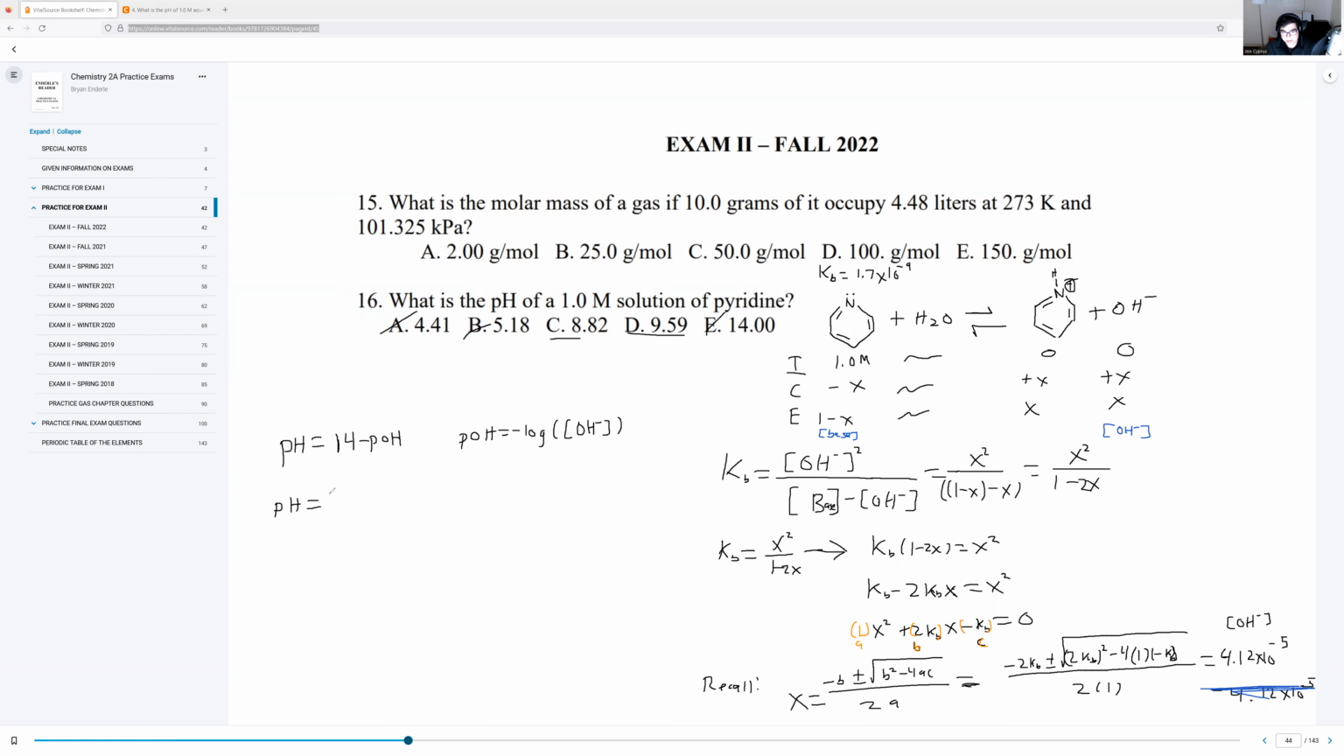And I get pH is equal to 14 minus the negative log of 4.12 times 10 to the negative 5th, right? Or pH is equal to log 9.61. Now, if you're looking at this, where is it? Yeah, it's going to be this one. Funny, I actually guessed the number right.